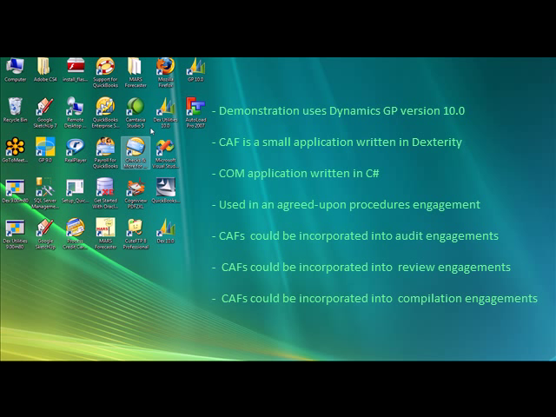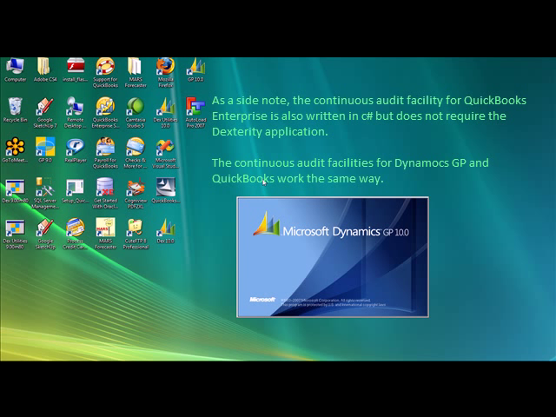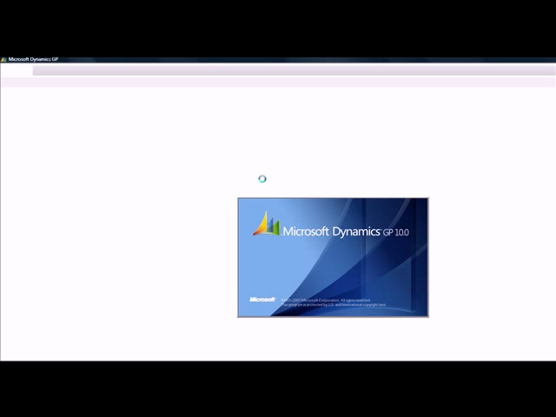Continuous audit facilities could be incorporated into financial audit engagements as well as review and compilation engagements. As a side note, the continuous audit facility for QuickBooks Enterprises is also written in C# but does not require the Dexterity application. Both continuous audit facilities work the same way.